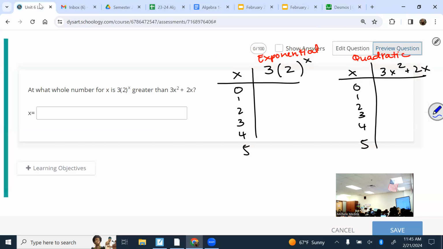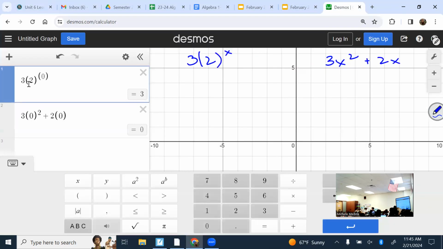Let's see. So I guess it's not counting 0 as a whole number because 0 is not the answer. So let's start at 1. So right now we have, that's weird.